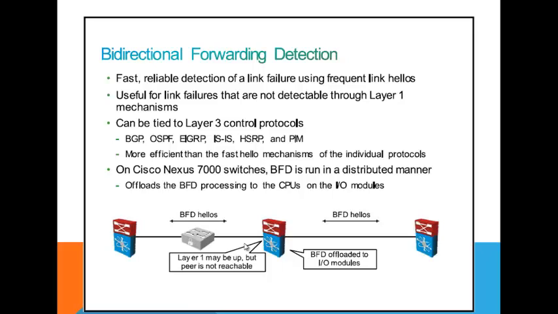BFD is the one which sends hellos very often on the physical links to identify link failure. If a link failure happens before the routing protocol detects it, BFD will detect the link failure and inform the routing protocol to immediately switch over to another path. That's the job of BFD. BFD can work with any routing protocol like BGP, OSPF, EIGRP, IS-IS, and so on, except RIP.